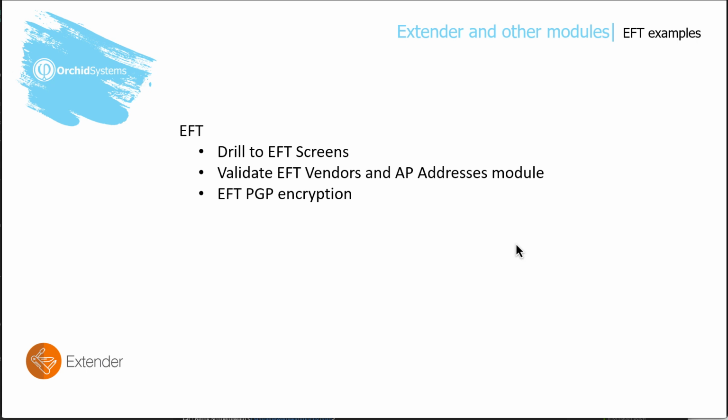We also have an app available for purchase on the marketplace for PGP encryption. Some banks require the EFT file itself to be encrypted using PGP encryption before it gets uploaded to the bank. And we can use Extender and the EFT SuperView to actually encrypt the file and upload it to the bank.